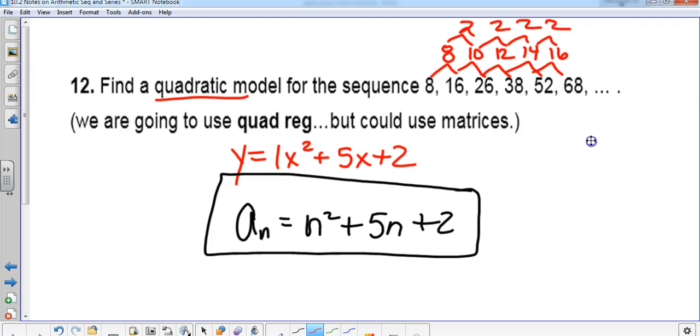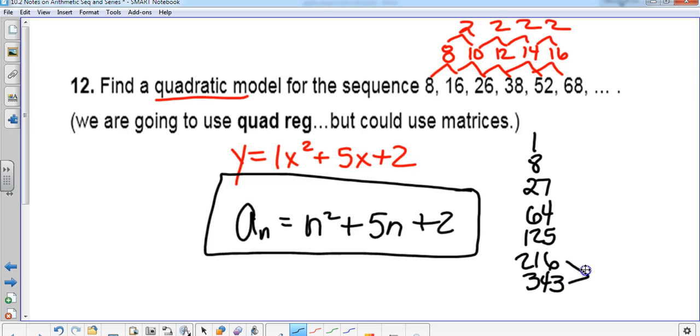So try this with me, and I'm going to need some proper calculations, guys. 1 to the third is 1, 2 to the third is 8, 3 to the third is 27, 4 to the third, 5 to the third, 6 to the third, 7 to the third. Okay, I got those right. But now I need some subtracting. What's 343 minus 216?